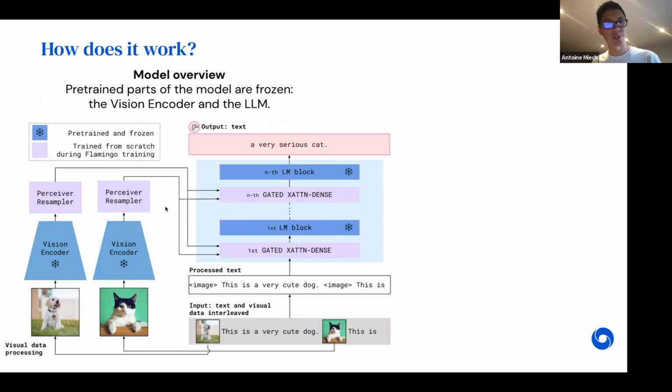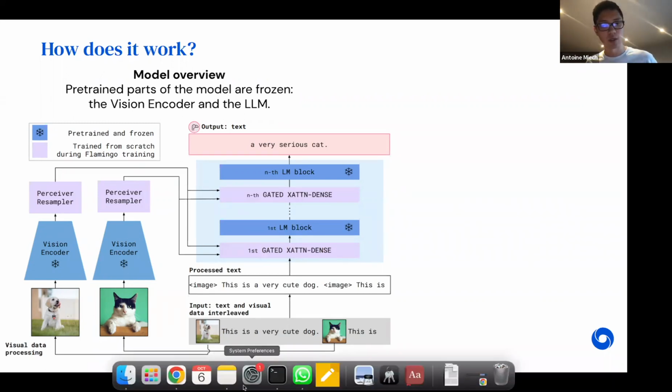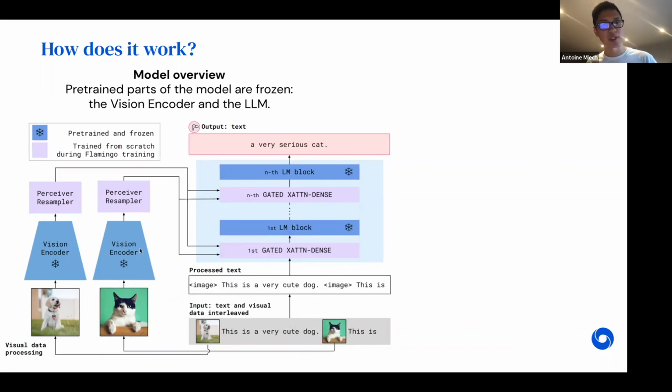You might have noticed that we have two kinds of colors, the blue and the purple. The blue ones are the blocks that we are going to freeze. We pre-train them in the first stage and then freeze them in the Flamingo training. And the purple blocks are the ones that we are actually going to train during the Flamingo training, from scratch. That's the case for the perceiver sampler.